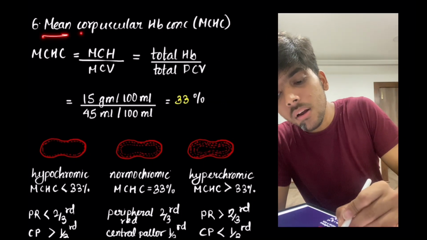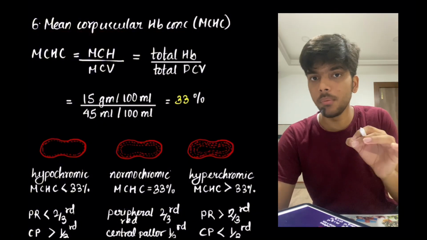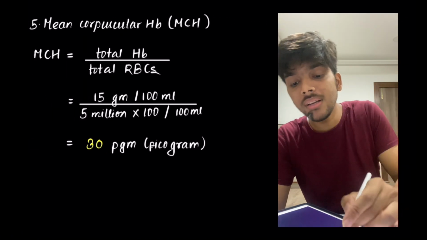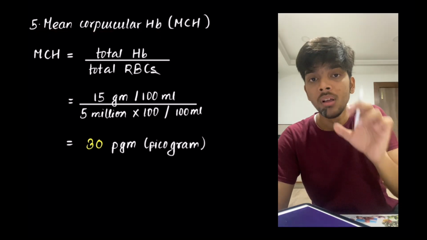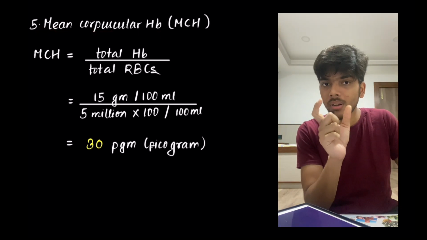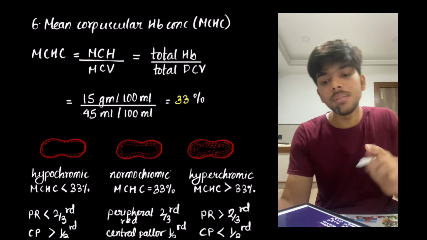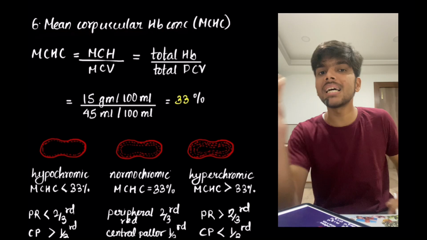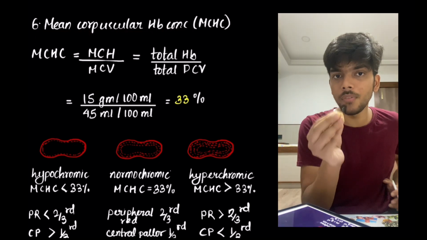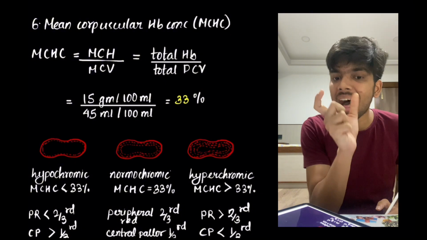Finally, mean corpuscular hemoglobin concentration. This is the concentration of hemoglobin, not the amount. The amount is mean corpuscular hemoglobin. So if you take out one RBC, if it is normal, it is most likely going to contain 30 picogram of hemoglobin. So the concentration of hemoglobin is the amount of hemoglobin per unit volume of RBC.